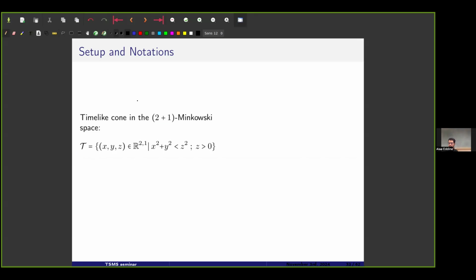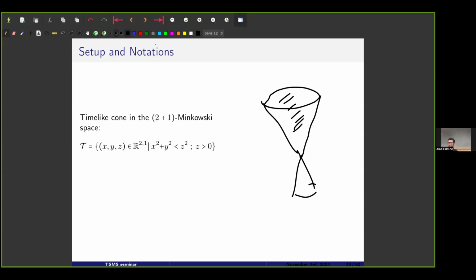So take the timelike cone in the 2+1 Minkowski space. I mean by this, we have the light cone, the vectors of norm 0. It has two components. I will take just the upper one, when z is positive, and we take the interior.